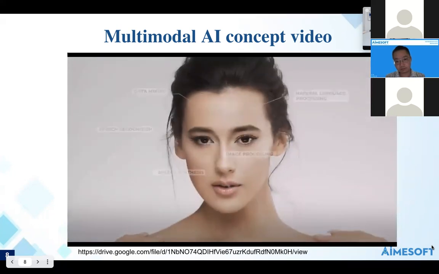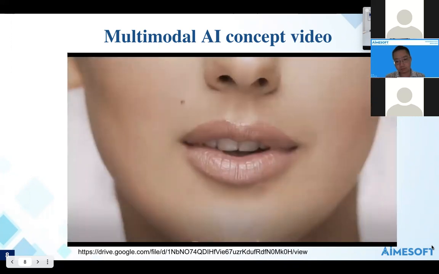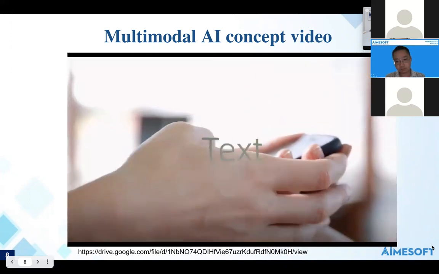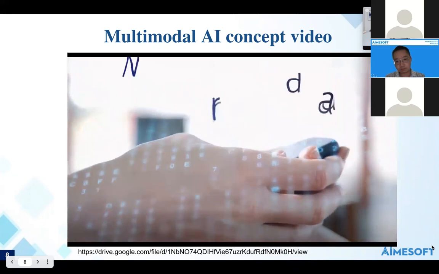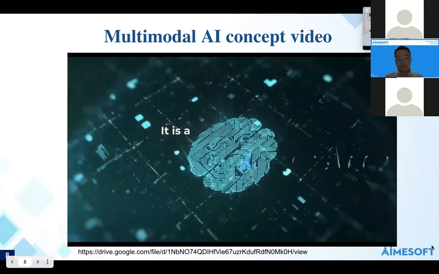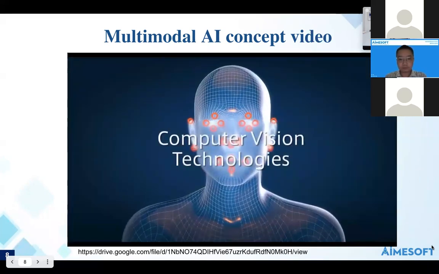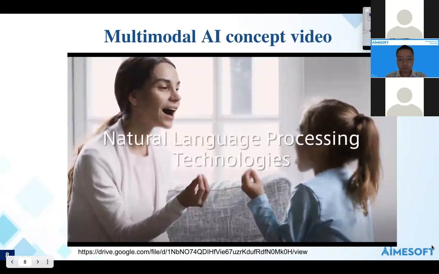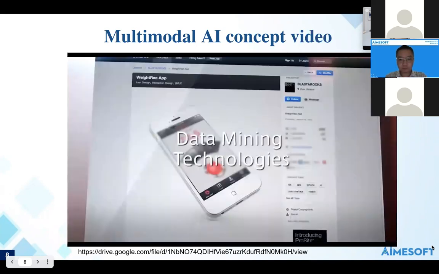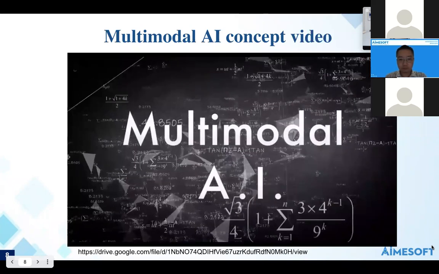Good luck. Multimodal AI combines multiple input data sources: image, speech, text, numerical data, just similar to what we humans do inside our brain. These data types are then processed with computer vision, natural language processing, speech processing, and data mining to achieve high accuracy on various real-world problems.